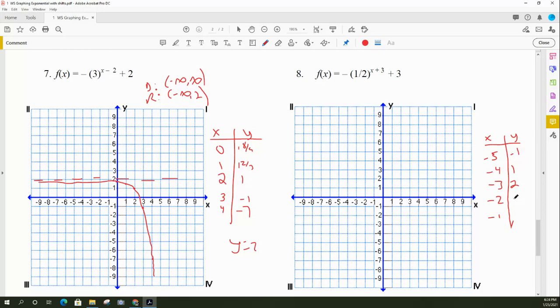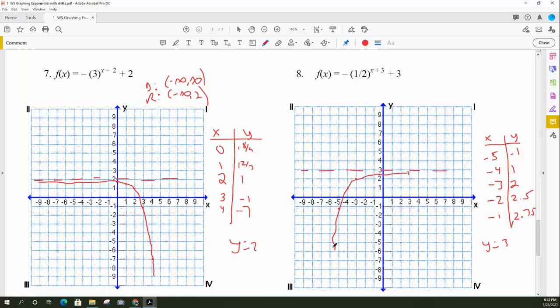And then these over here we know are just going to be fractions that are close to 3. Plug in -2, I'm going to get 1, -1/2 plus 3 is 2.5. Plug in -1, you get 1/4. -1/4 plus 3 is 2.75. So I have my horizontal asymptote at 3. y equals 3. I plot my points. -3, 2. -4, 1. -5, -1. And so we can graph these.